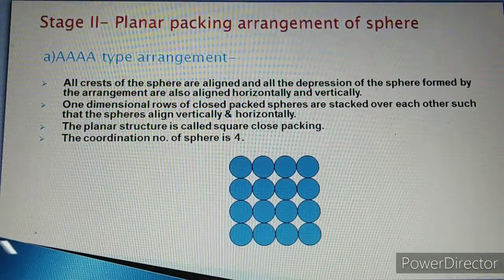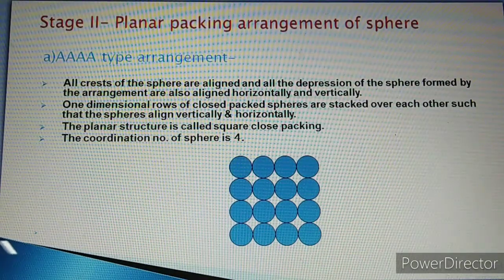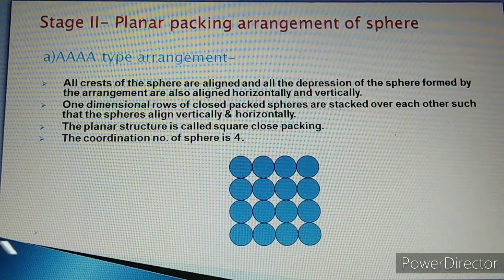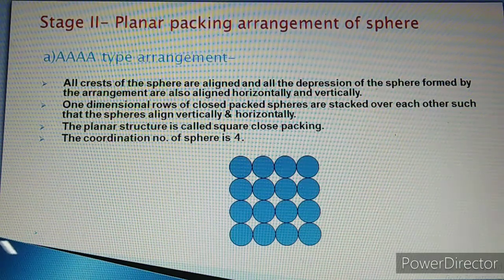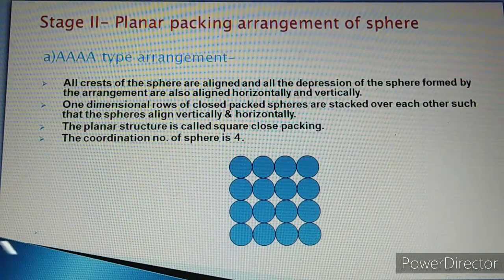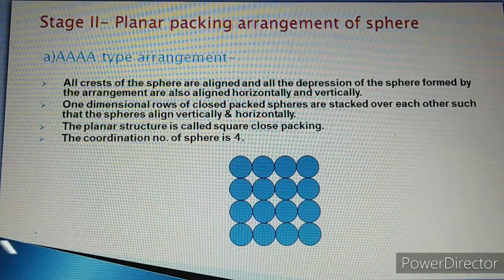Second stage is planar packing arrangement of the sphere. That is called a two-dimensional arrangement of the sphere. How these particles or spheres are arranged in 2 dimensions. Then there will be two possibilities. One possibility is AAAA type arrangement. So, planar packing arrangement of sphere by AAAA type arrangement.